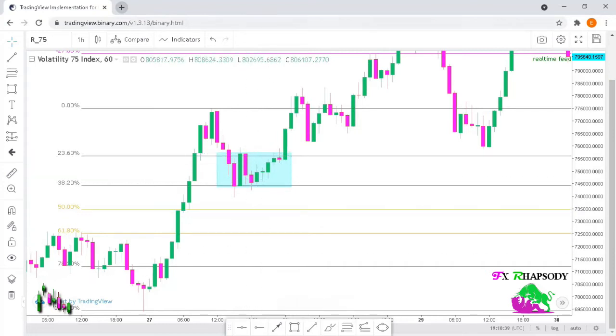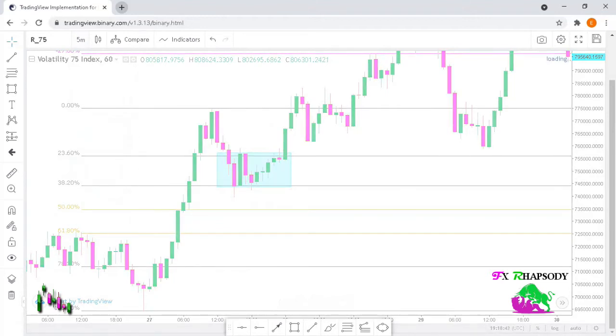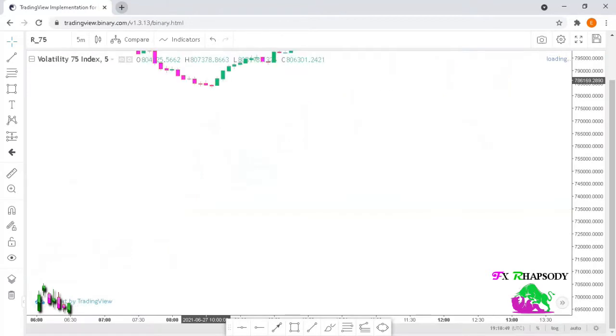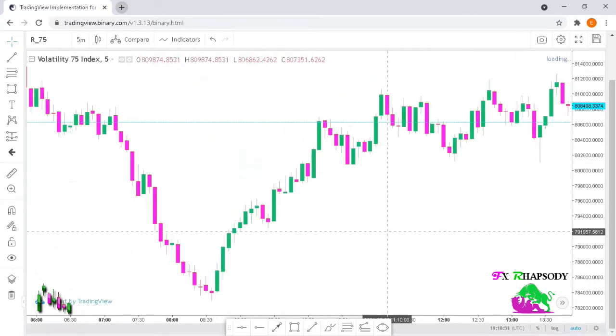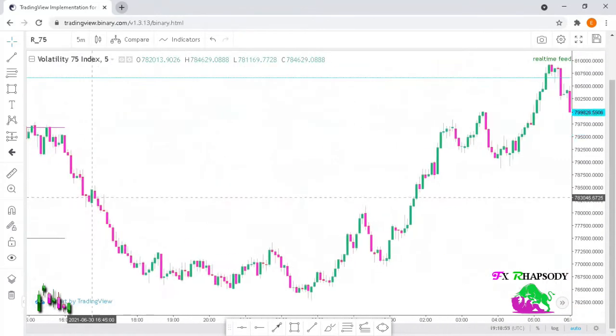So then again, you scroll down to the lower time frames. I like going to the 5 minutes. I've just highlighted this section here for you. Let's just wait for this chart, everything is so slow today, Friday. Okay, let's just scroll to that section where we've highlighted.